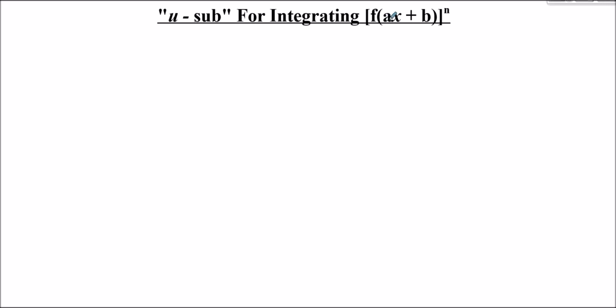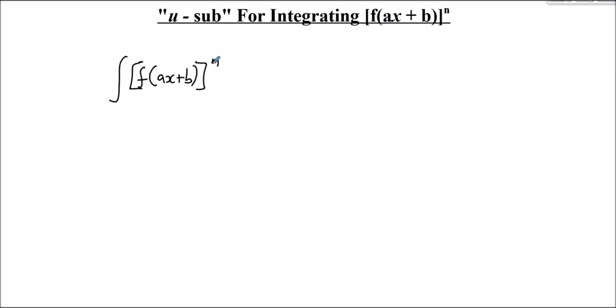So let's consider we want to integrate a function of ax plus b, and this function itself may be, in fact, to the power n. So let's set out the problem. Let's imagine we want to integrate this thing here, so integrating a function of ax plus b to the power n. So let's just write this down first of all. So integrate f of ax plus b, all of that to the power n. That in itself looks ugly.